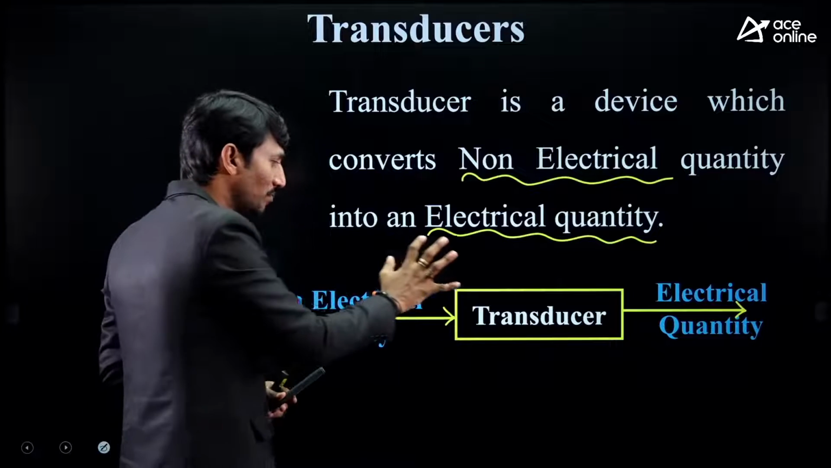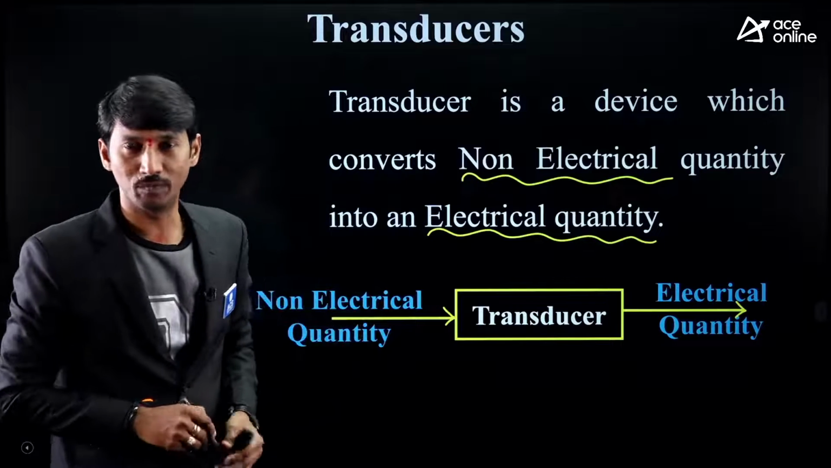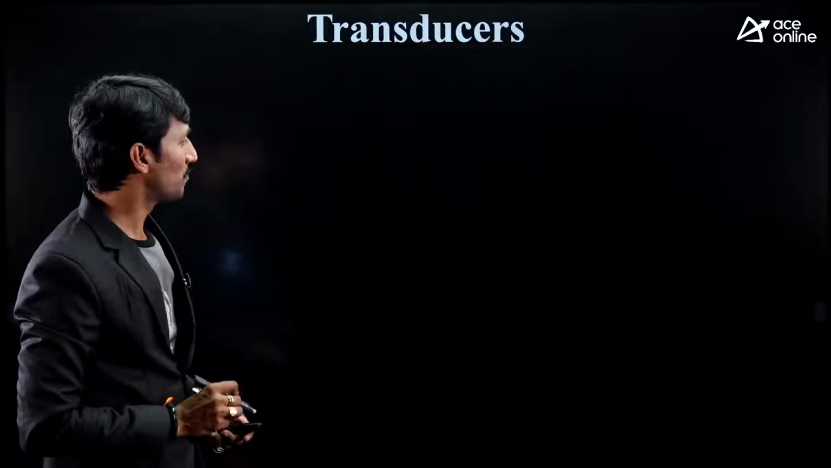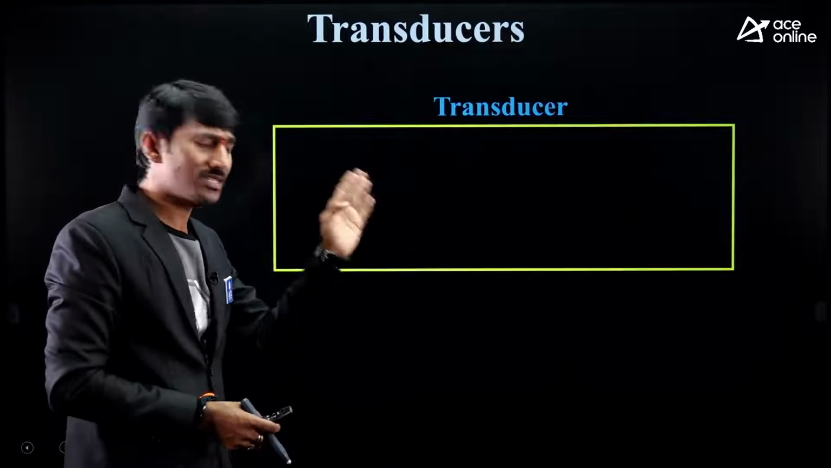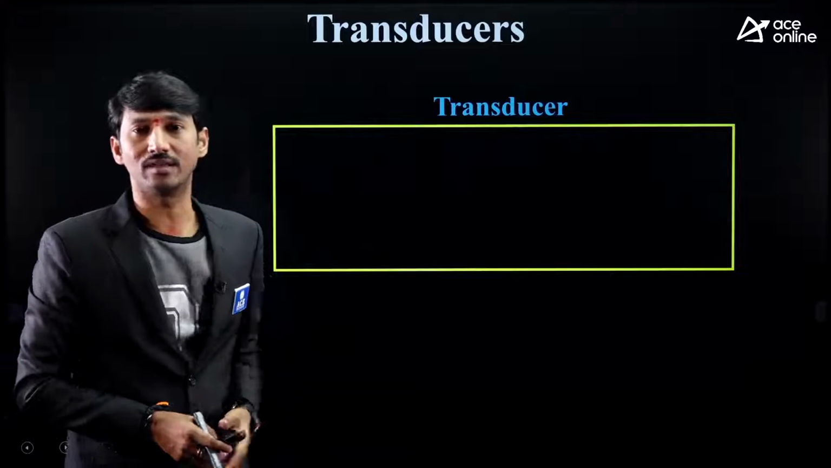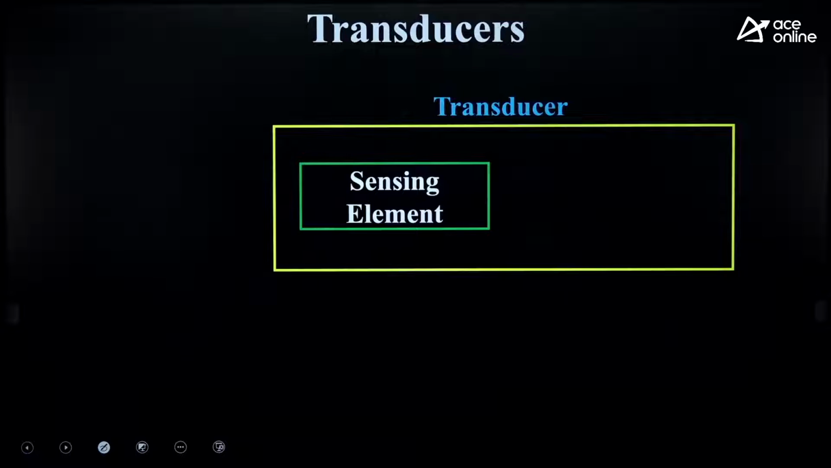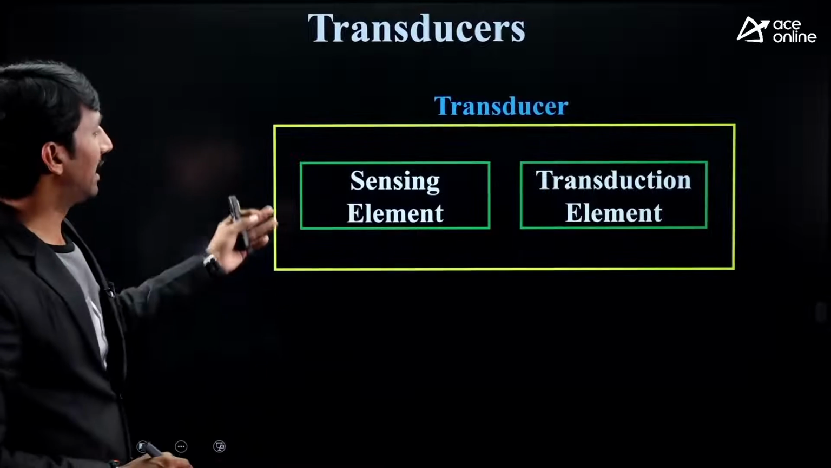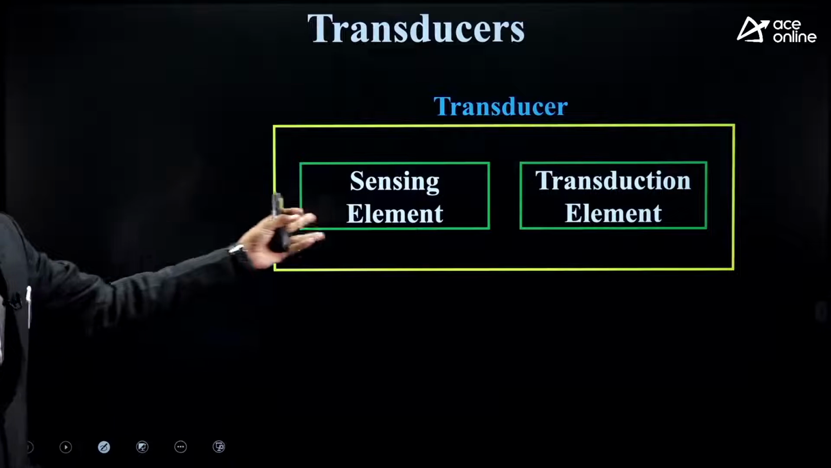But in this transducer block, what are the internal blocks available? What is the elaborated way of the transducer I am showing here? First I am taking the transducer here, in which there are sub-modules. Just I am moving aside, see here, one element is the sensing element, and the other element is the transduction element. Kindly observe the total thing clearly.